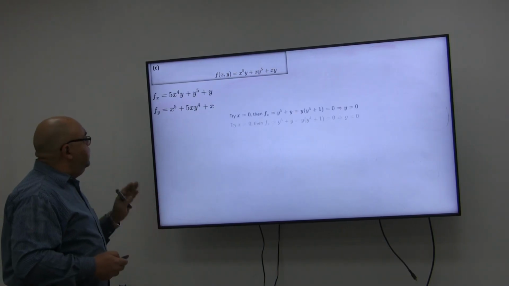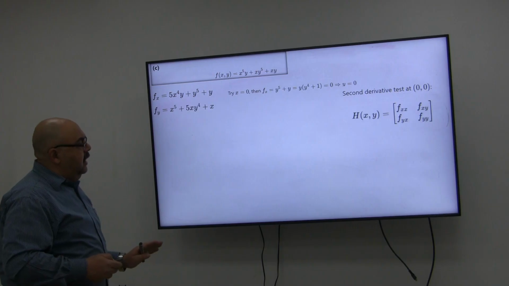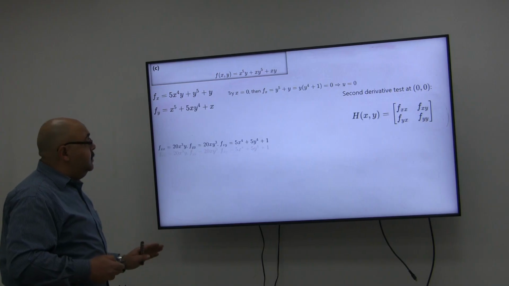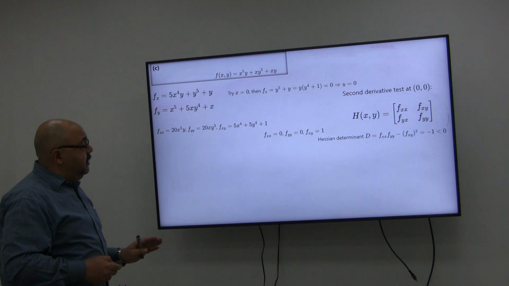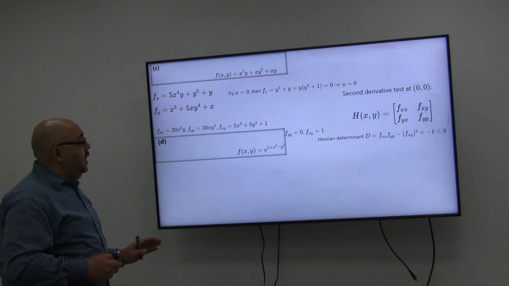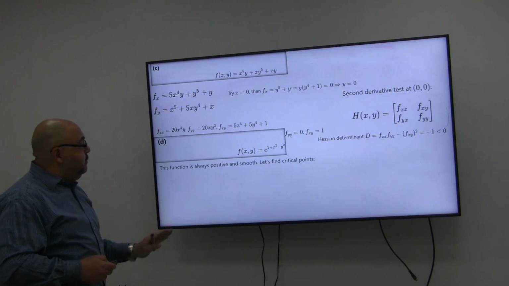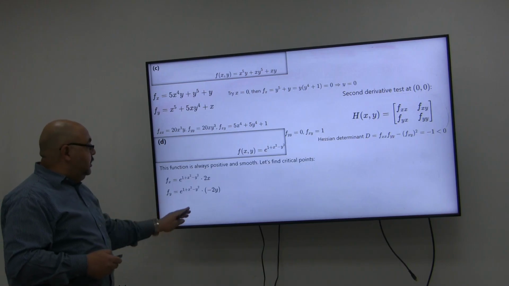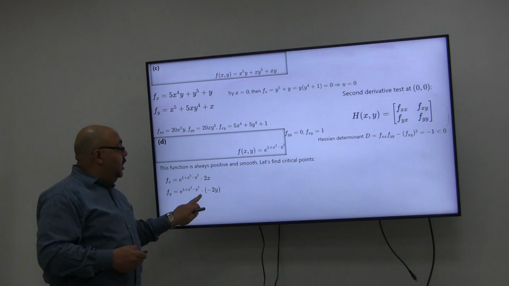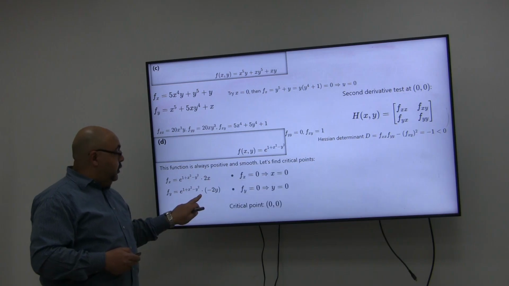This is another problem, similar treatment by the Hessian matrix. f double x, get D, D is negative 1, so it's a saddle point. Another problem with the same issue, trying to solve for these points.